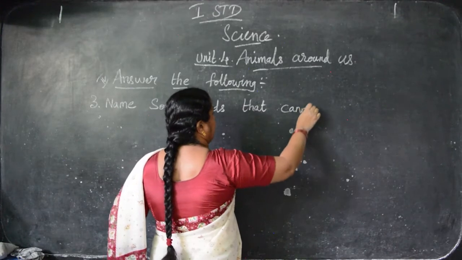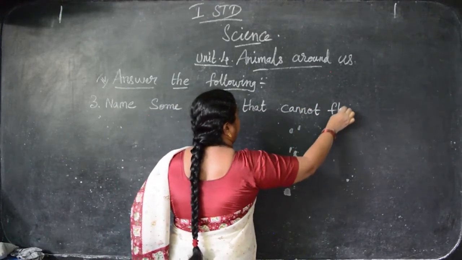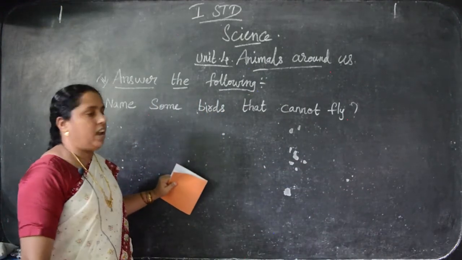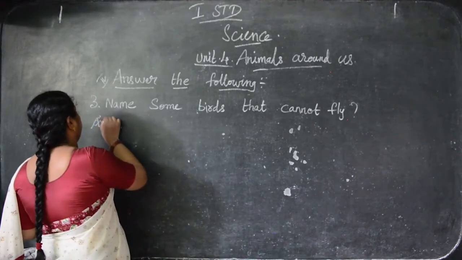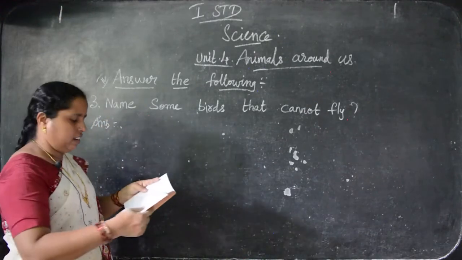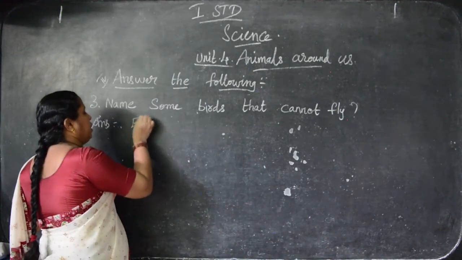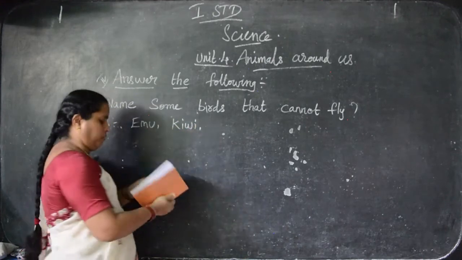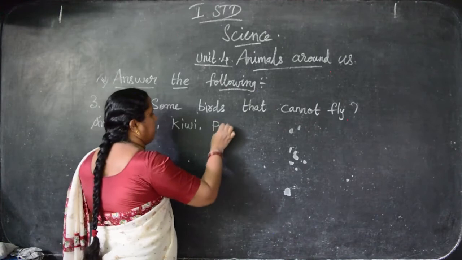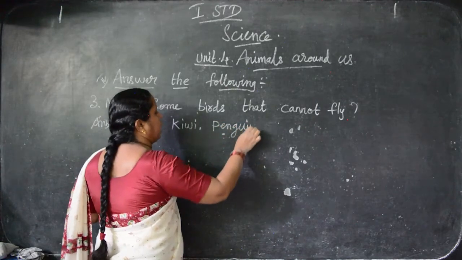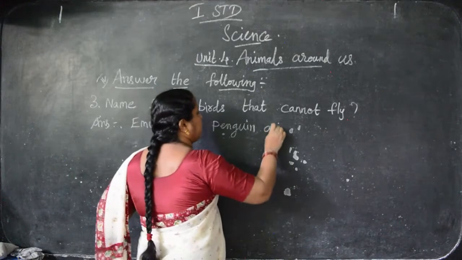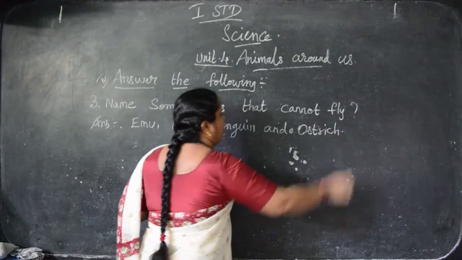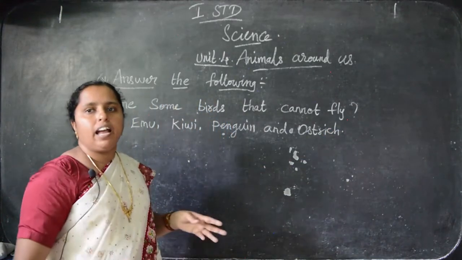cannot. C-A-N-N-O-T. Cannot fly. F-L-Y. Fly. Name some birds that cannot fly. So, for that answer, what are the birds that cannot fly? Emu, E-M-U, emu, kiwi, K-I-W-I, kiwi, penguin, P-E-N-G-U-I-N, penguin, and ostrich, O-S-T-R-I-C-H, ostrich. These birds cannot fly in the air.